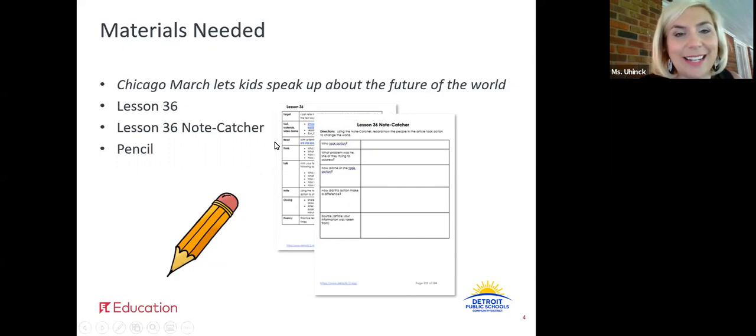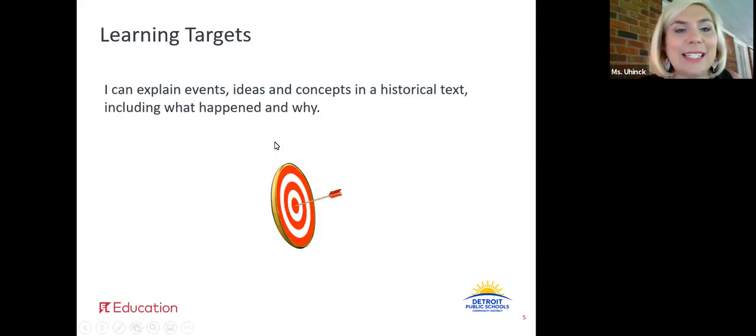So let's get started and look at our learning target. I can explain events, ideas, and concepts in a historical text, including what happened and why. So today, as you reread, I really want you to think about the events, the ideas, and the concepts, how they are connected, and maybe what's happening and why.